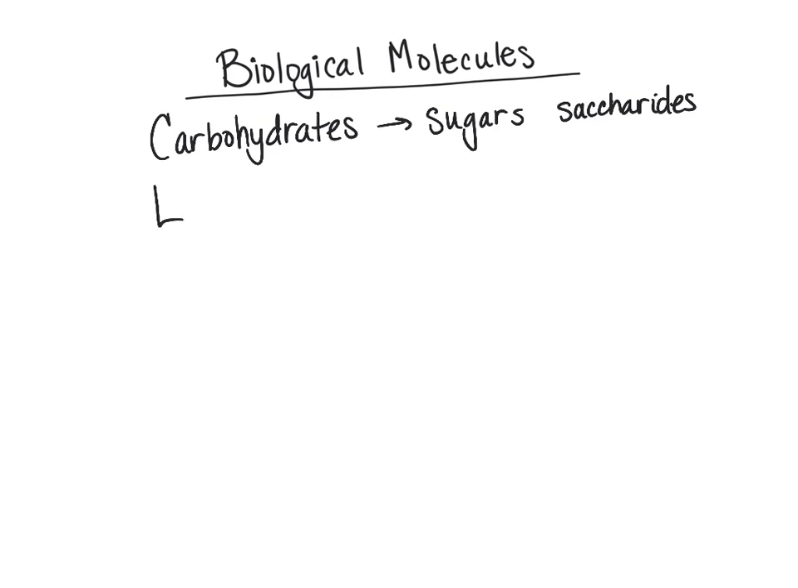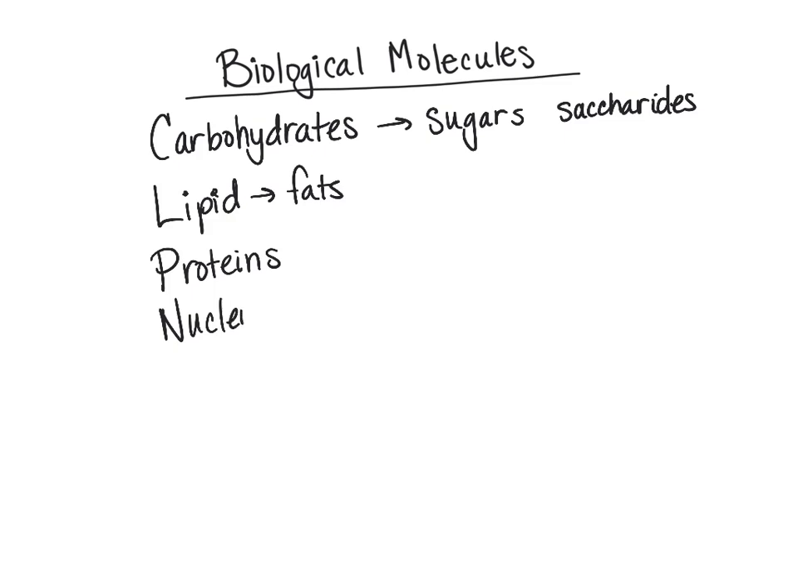Then we'll take a look at our lipids. We also call these fats. And so our lipids are actually fats. And we'll take a look at the different types of fats or lipids. Then we'll take a closer look at proteins. And then we'll take a look at our nucleic acids. So nucleic acids meaning our DNA and RNA.